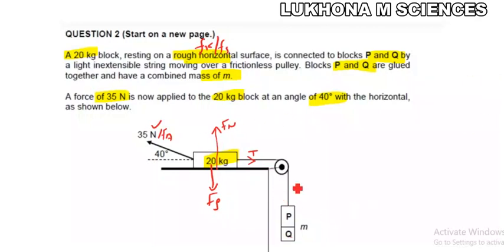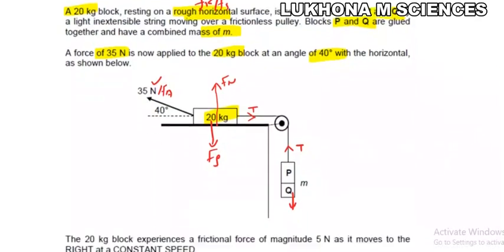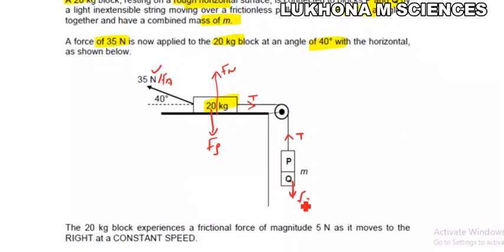In this one, there is a force that pulls this one upwards, which is a tension. Then we have Fg, which pulls this system downwards. Now they say the 20 kg block experiences a frictional force of 5 newtons, which means we do have the frictional force here, and the 20 kg moves to the right.